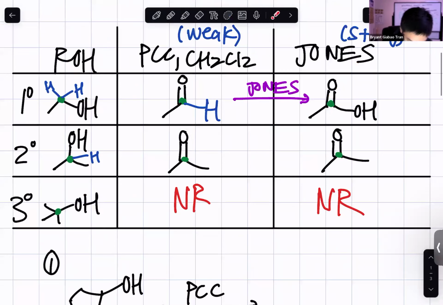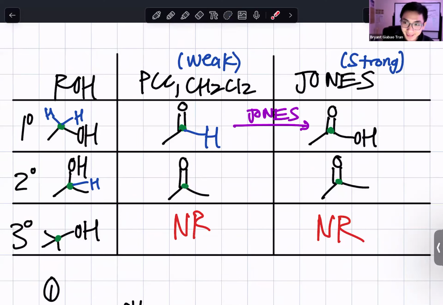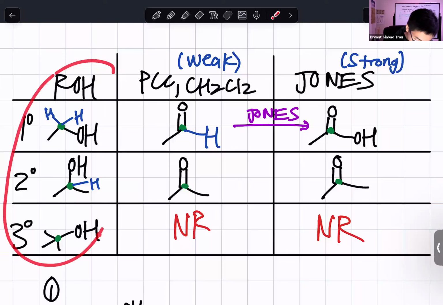So oxidation is the gain of bonds to oxygen, and reduction is the loss of bonds to oxygen. You could also think of it in terms of hydrogen instead of oxygen. So oxidation is the loss of bonds to hydrogen, whereas reduction is the gain of bonds to hydrogen. And we have two oxidizing agents here, PCC and Jones. PCC is the weak oxidizing agent, whereas Jones is the strong oxidizing agent. And there's three kinds of alcohols that we could oxidize here: primary, secondary, and tertiary.